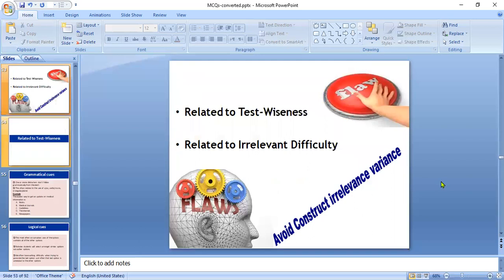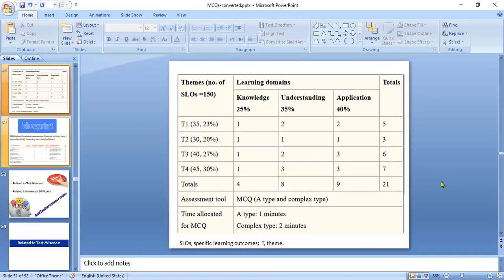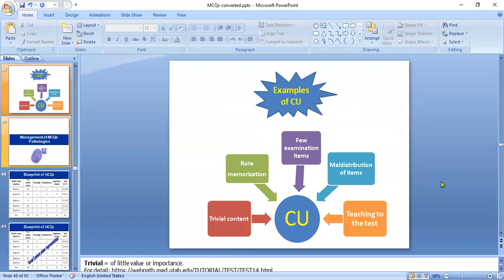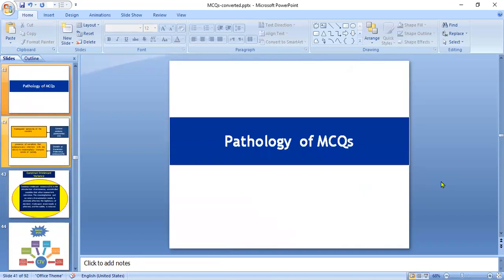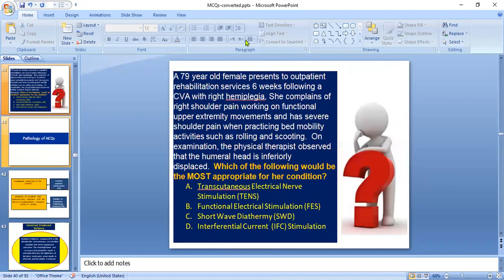Inshallah, in the next lecture, in the upcoming sessions, we will discuss the different flaws that may arise while constructing the MCQs, relating to test biasness and irrelevant difficulty. So that was all about the different pathologies of the MCQ, as well as how we can manage the different MCQs. I think that will be much clear to all of you.